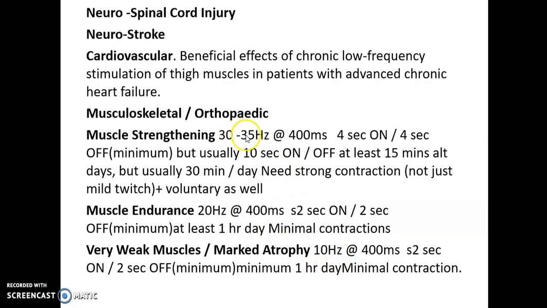cannot go to 30 hertz because the muscle is not going to get activated. So start with the smaller recruitment, improve, and then go to muscle endurance level, then only go to muscle strengthening level. So here also, because the frequency is very less, you can give for 1 hour, 2 seconds on, 2 seconds off.